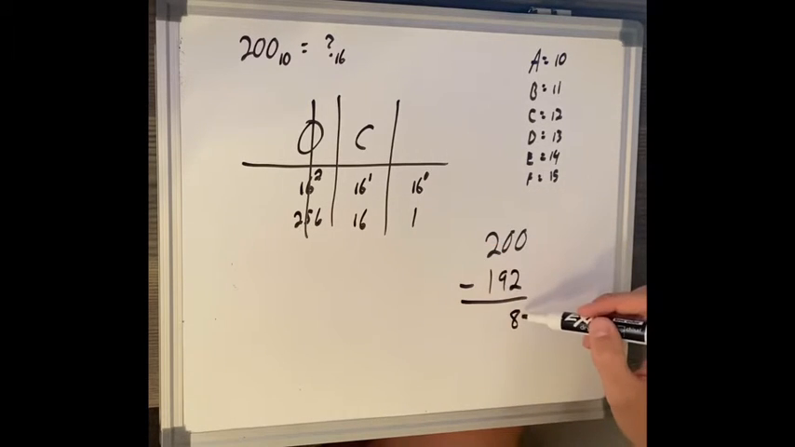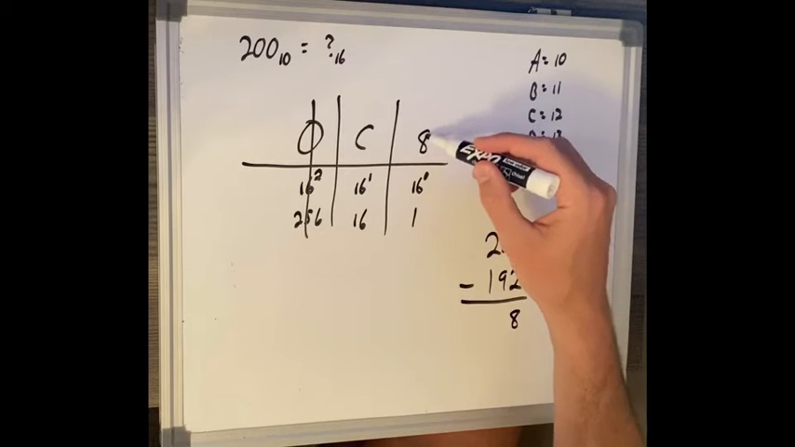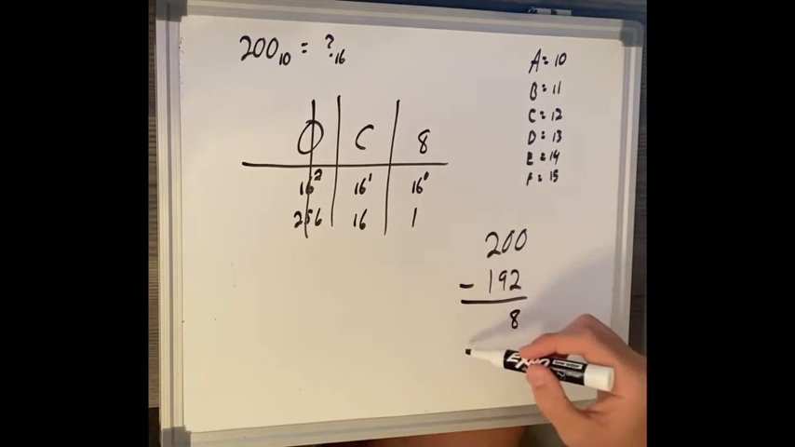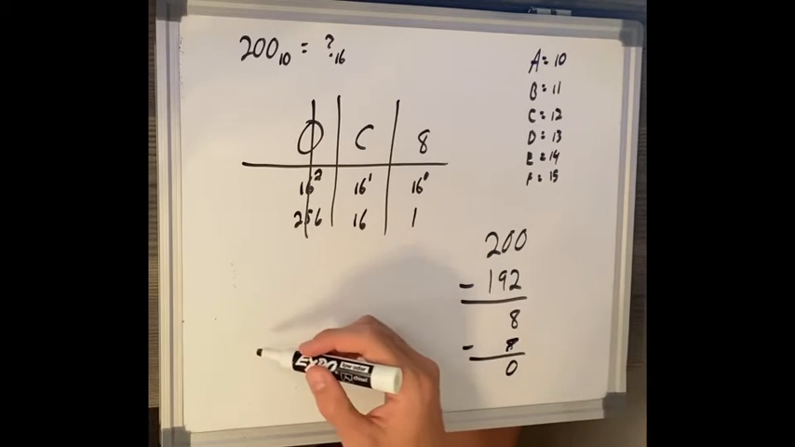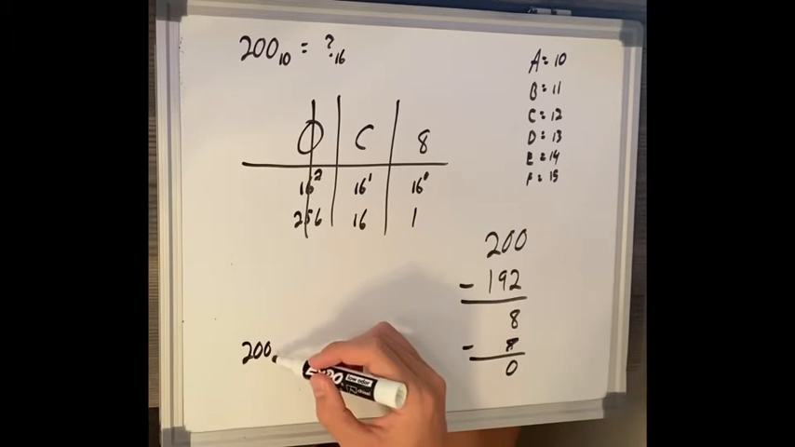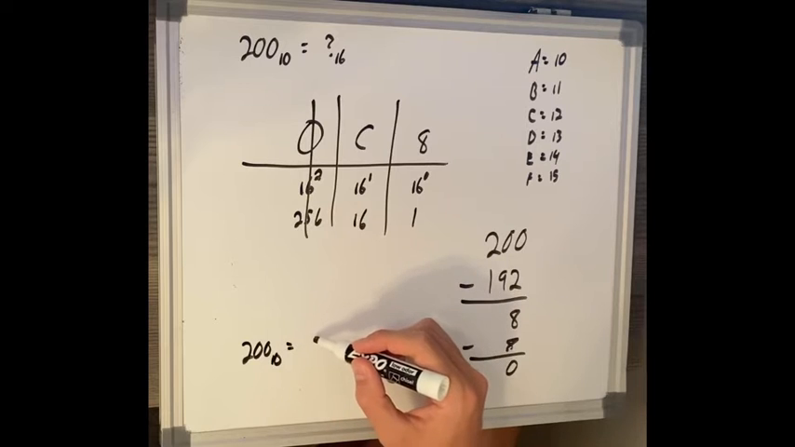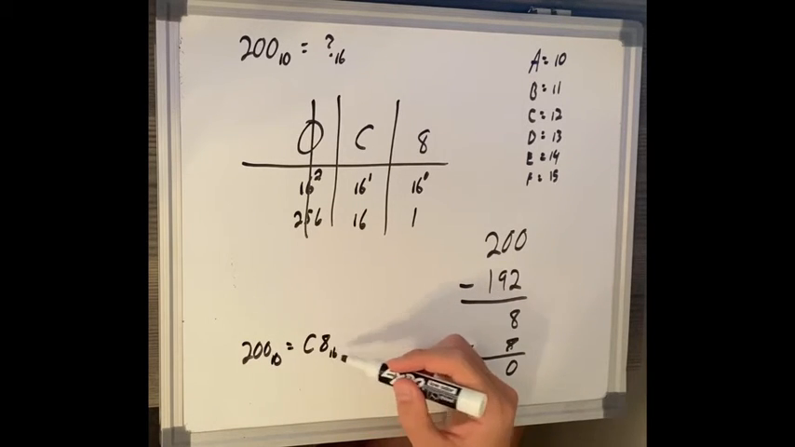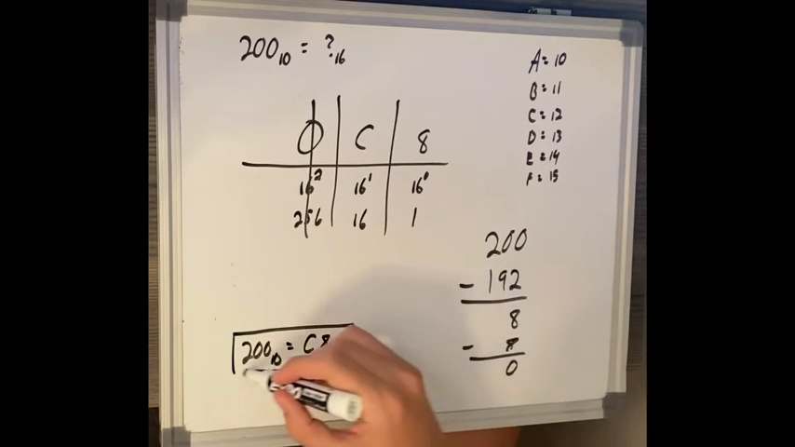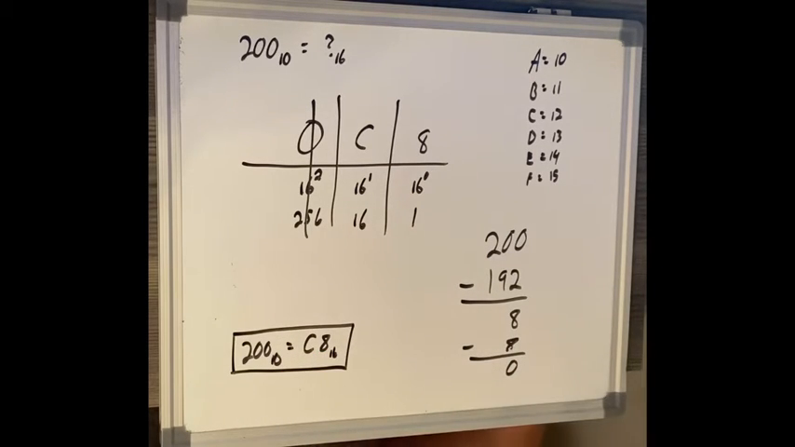So how many ones do we have in 8? We have 8. So 8 times 1, minus 8, should be 0. So then 200 base 10 is equal to C8 in hexadecimal. So again, it's the same process. You're just adding these now. It's a little different.